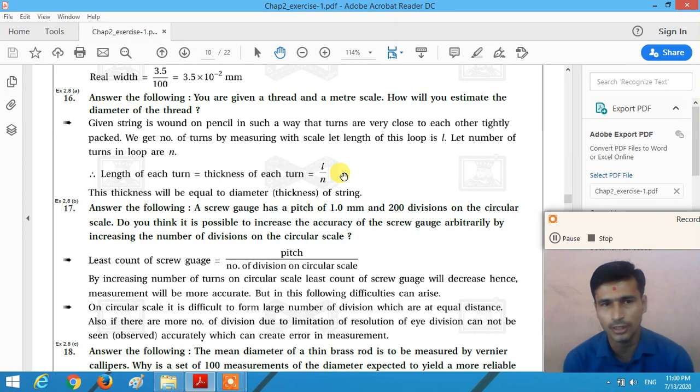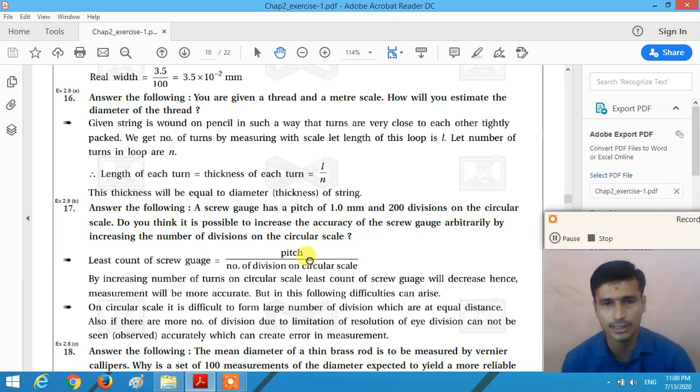First of all, we take a string and wind it on a pencil in such a way that the turns are very close to each other, and calculate the number of turns and the length of the loop. By dividing the length of the loop by the number of turns, we get the diameter of the string. That is the first question.